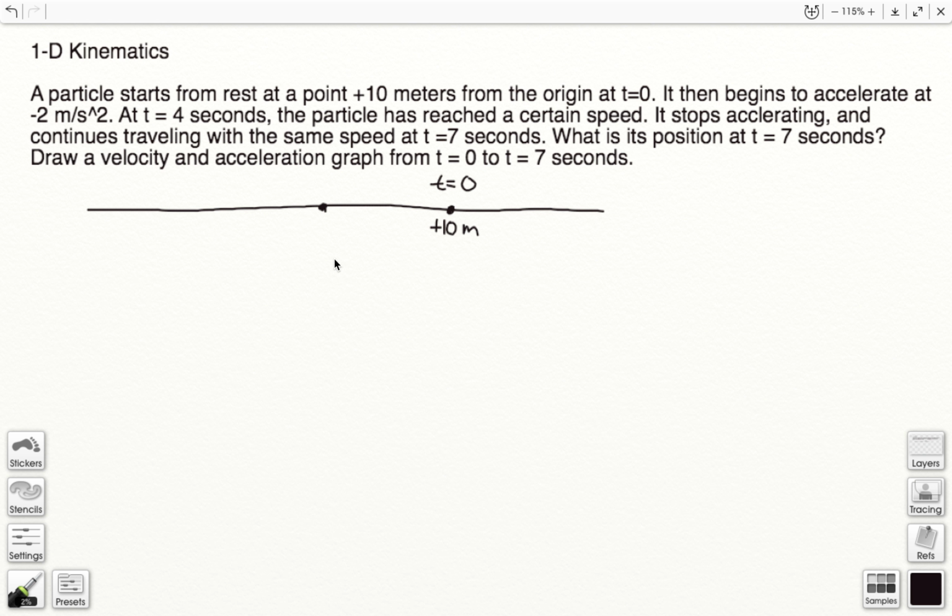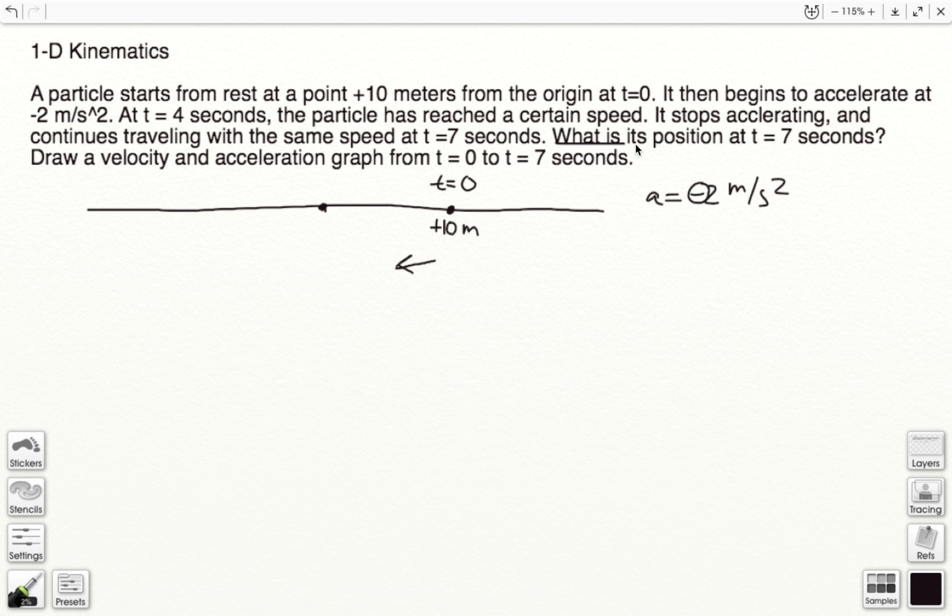Then it begins to accelerate at -2 meters per second squared. What that tells me is that this particle at 10 meters is going to start moving in this direction because it is accelerating at -2 meters per second squared. At t equals 4 seconds, the particle has reached a certain speed. It stops accelerating and continues traveling with the same speed until t equals 7 seconds.